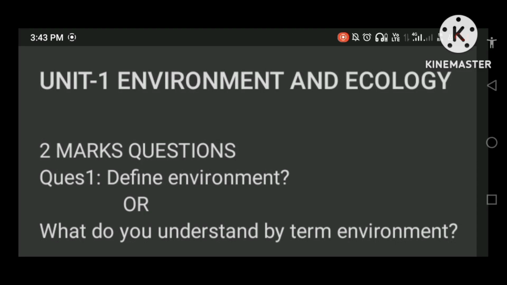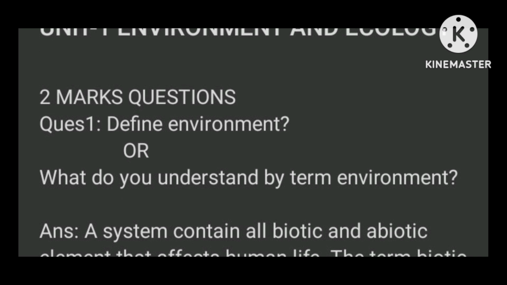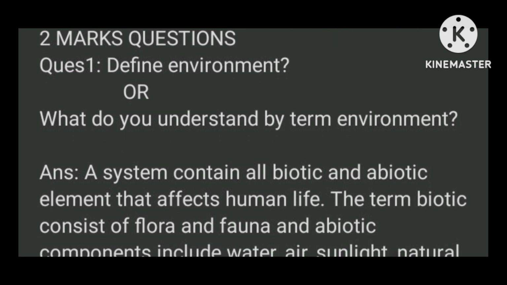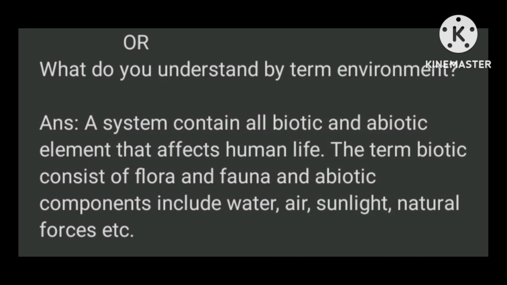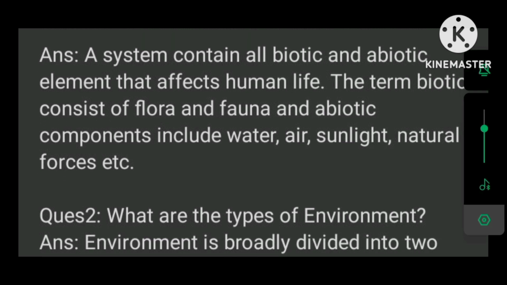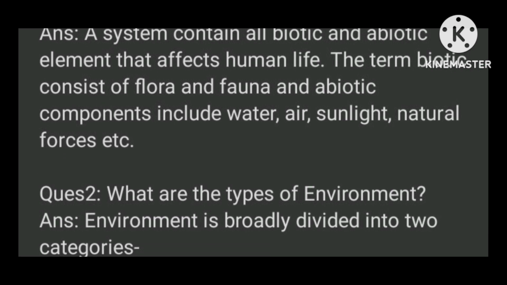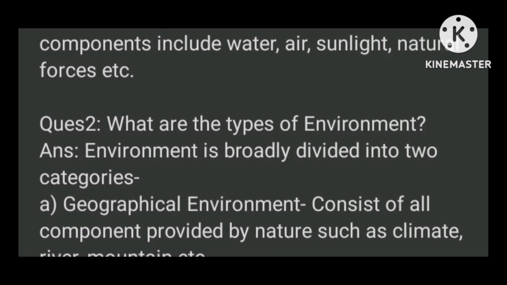Unit 1 Environment and Ecology, 2 marks questions. Question number 1. Define environment, or what do you understand by the term environment? Answer. A system containing all biotic and abiotic elements that affect human life. The term biotic consists of flora and fauna, and abiotic components include water, air, sunlight, natural forces, etc.